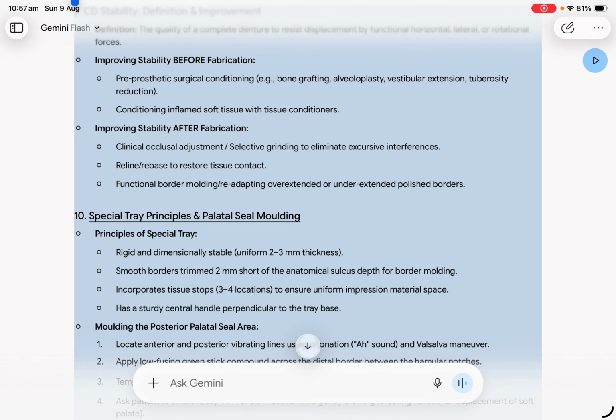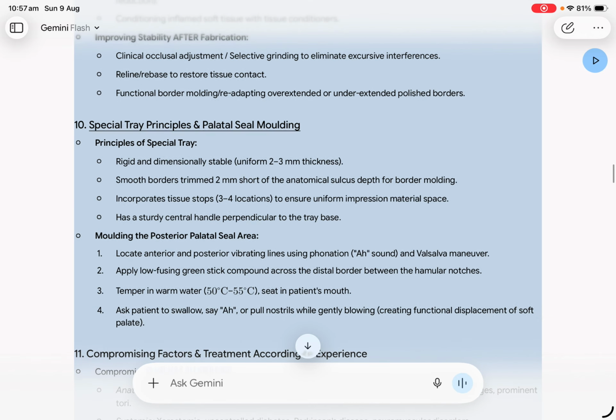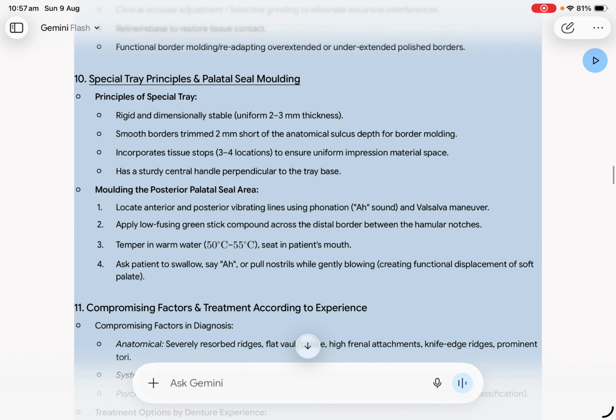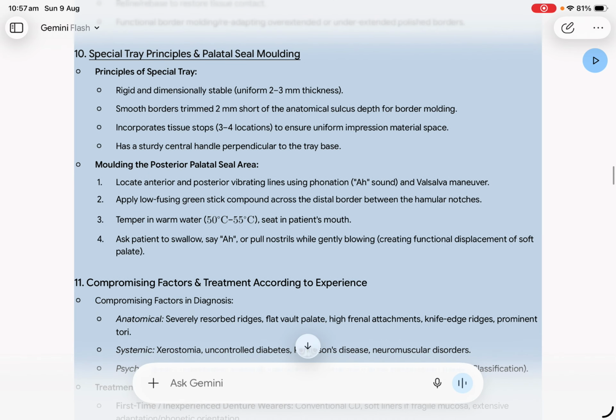Principles of special tray: rigid and dimensionally stable, uniform 2-3 mm thickness, smooth borders trimmed 2 mm short of the anatomical sulcus depth for border molding, incorporates tissue stops, 3-4 locations, to ensure uniform impression material space, has a sturdy central handle perpendicular to the tray base. Molding the posterior palatal seal area.